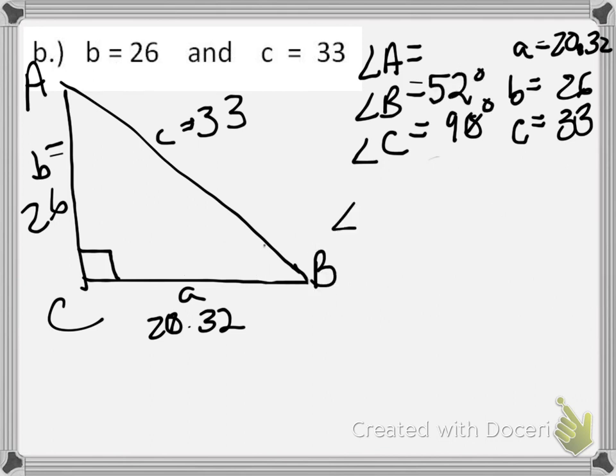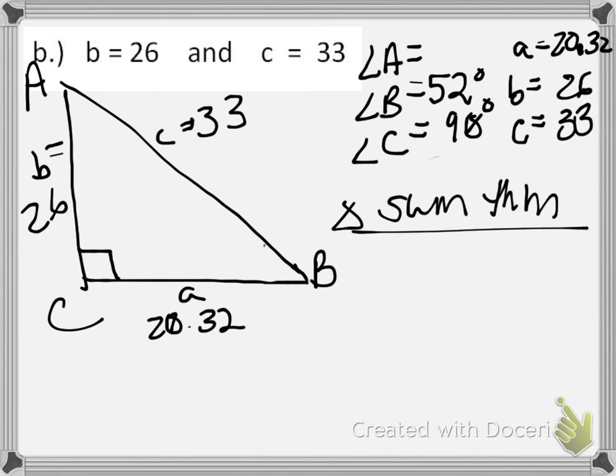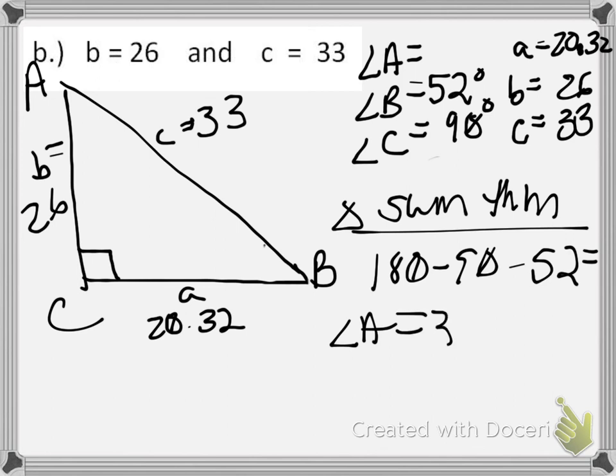Last step is using the triangle sum theorem. And the triangle sum theorem says that all of the angles should add up to 180. So I'm going to do 180, I'm going to subtract 90, and I'm going to subtract 52 degrees. And if I plug that into my calculator, I would find that my missing angle, which is angle A, is 38 degrees.